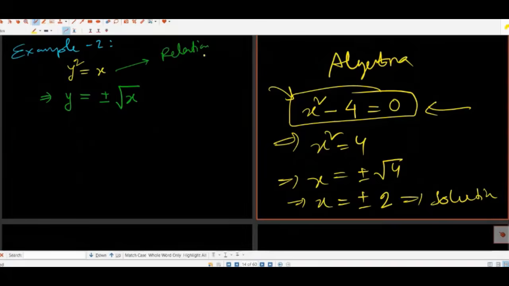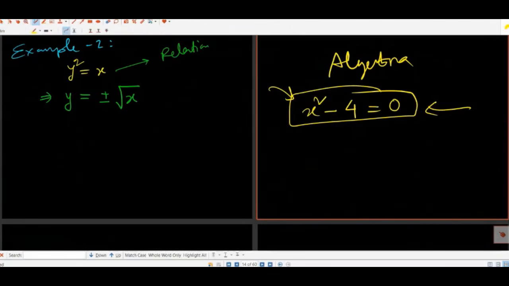Without solving like this, we can analyze how many solutions we will have finally for x. This depends on the highest power of x. Here in this equation, we can easily see that we have x squared. So finally, there will be 2 solutions.